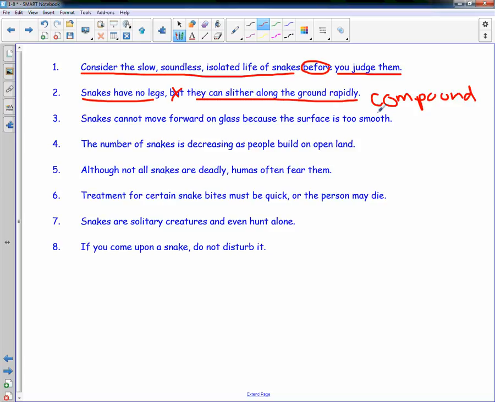Number 3. Snakes cannot move forward on glass because the surface is too smooth. Snakes cannot move forward on glass. That's an independent clause. The surface is too smooth is also an independent clause, but when I add the because, the subordinating conjunction, this becomes a subordinate clause, and that is complex.